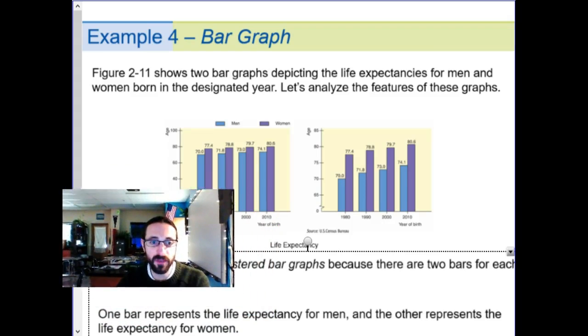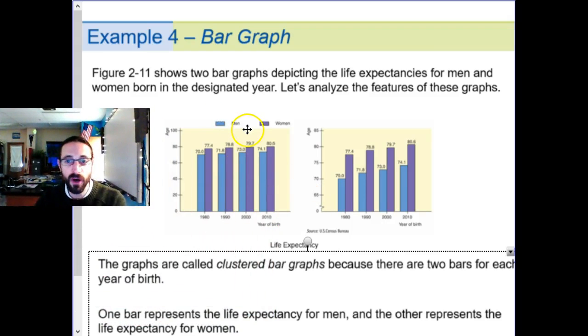So in this example here, let me get my picture out of the way. You've got two bar graphs, and they're looking at life expectancy for men and women. And both graphs are showing the same information, but clearly the graph on the right does a much better job at showing the difference between men and women. And again, when I look at my key up here, blue is men and purple is women. You'll notice that the spacing is very even. The scale, vertical scale, is accurate.